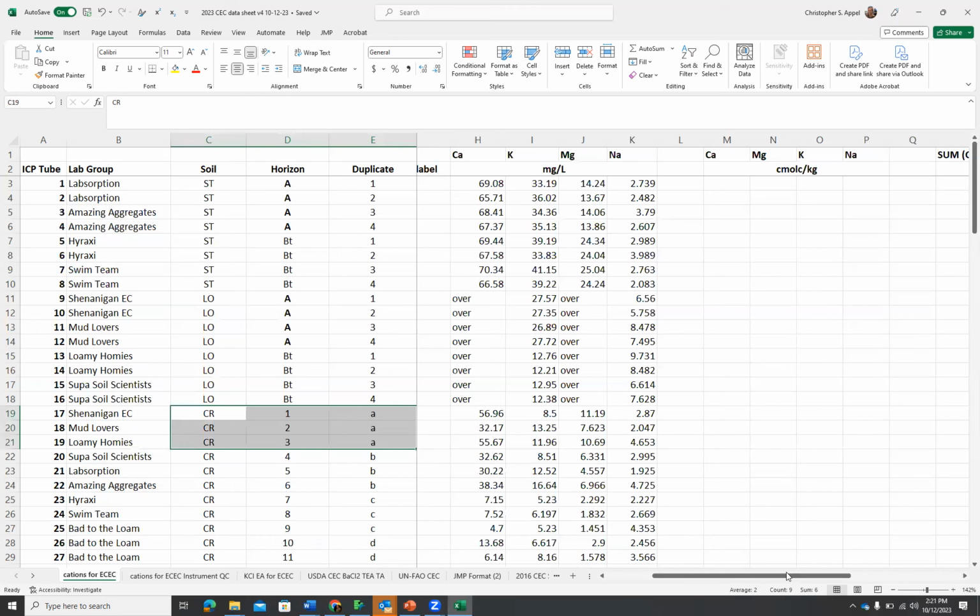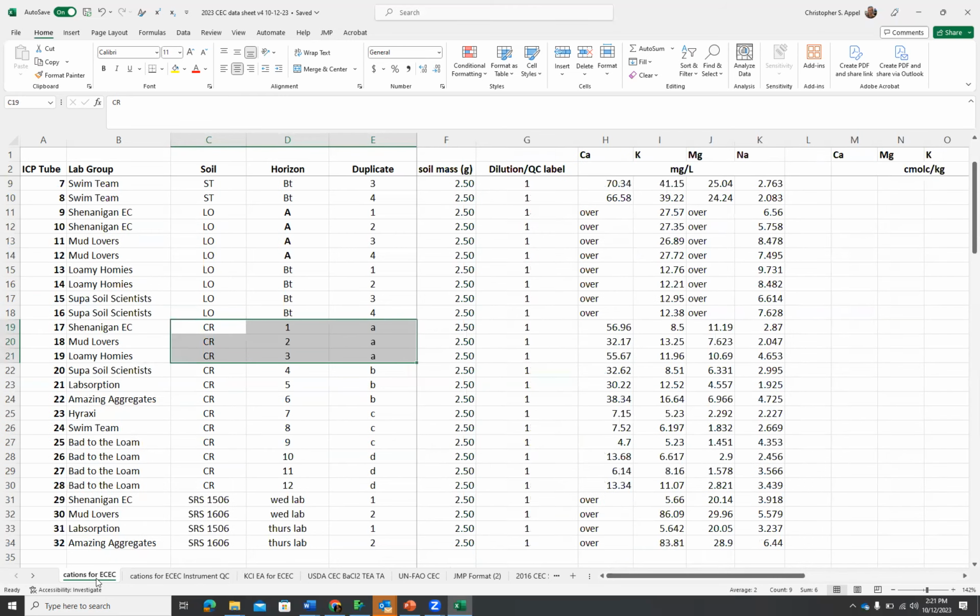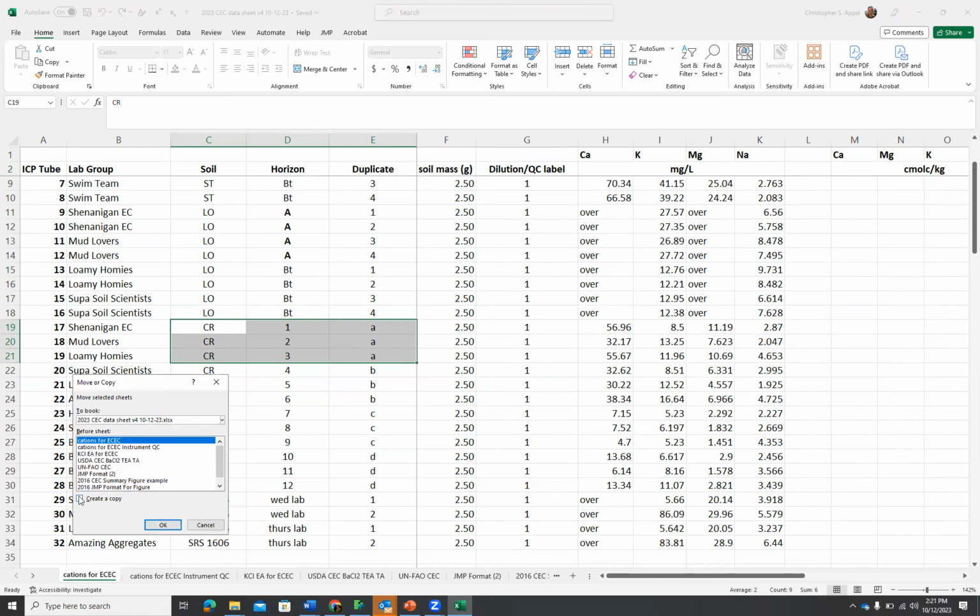Let's take cations for ECEC, and I'm going to do some more calculations on this, but I want to copy this and just put it right next to it. To copy it, you probably know how to do it, but I have cations for ECEC selected. I'm going to right click on it and go to move or copy and click on the create a copy button. And I want it to go before the sheet that's just below it, cations for ECEC instrument QC. See that? And click OK. Just make sure you check the create a copy button.